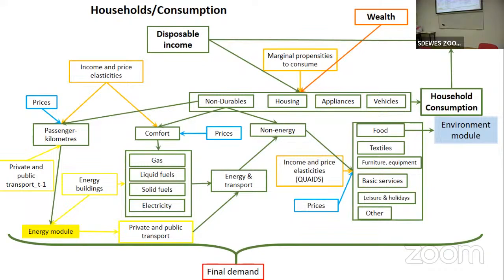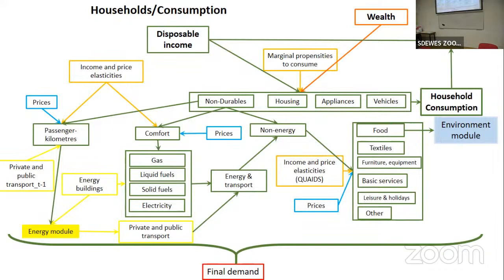Disposable income minus household consumption is the savings, and that goes to the financial model. Then we have the split of the non-durables. Remember that we have non-durables energy and non-durables non-energy. Non-durables energy have the passenger kilometers, transportation, that are transformed into private and public transportation. And from here we have the consumption of energy for transportation passenger kilometers.